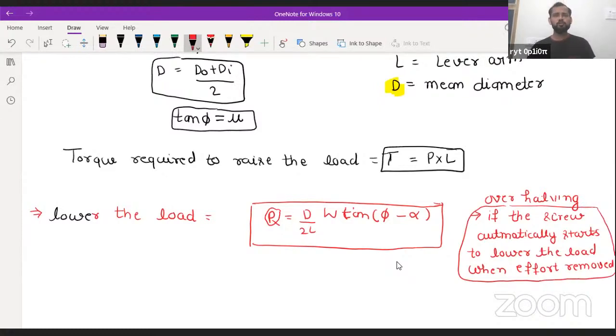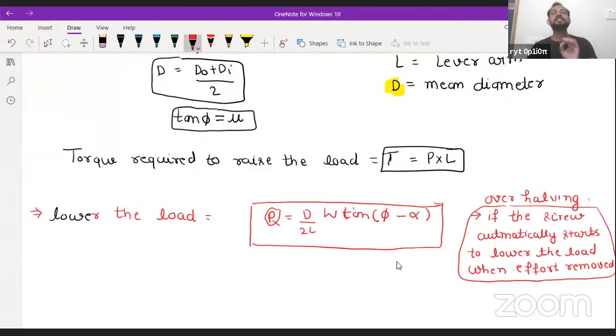Now, as you have observed, when we change a tire, we apply some torque and raise the load. After that, is there any person who always holds that screw jack? No, there is no person. So all types of screw jack are self-locking. That means when we remove the load, the screw jack will remain in that condition only. Suppose that when we remove the load, the screw jack automatically starts lowering the load. Such a screw is known as the overhauling screw.